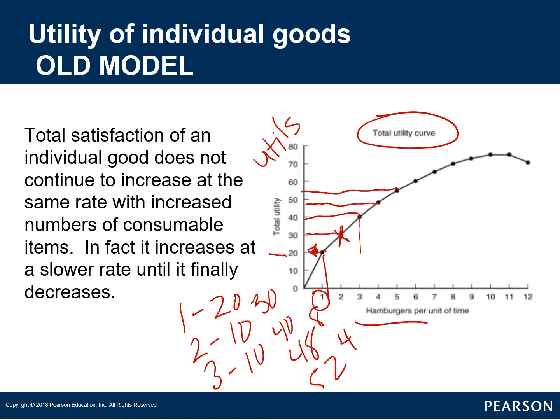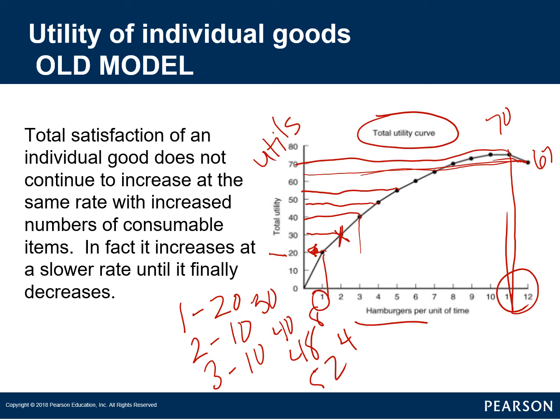Then we get to the point over here at 11 hamburgers, where we have 70 utils of satisfaction, but one more hamburger at that point, the 12th hamburger, actually decreases our satisfaction a little bit. We were at the level of 70, and now we are decreased to about 67. So again, this is how satisfaction used to be measured historically using the old model. We're going to continue to talk about the old model for just a little bit more.